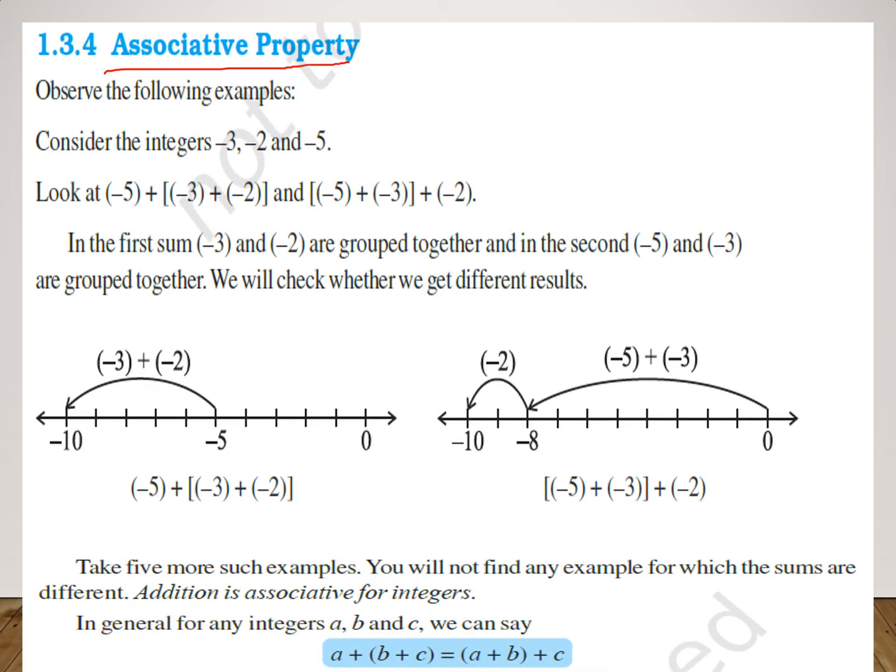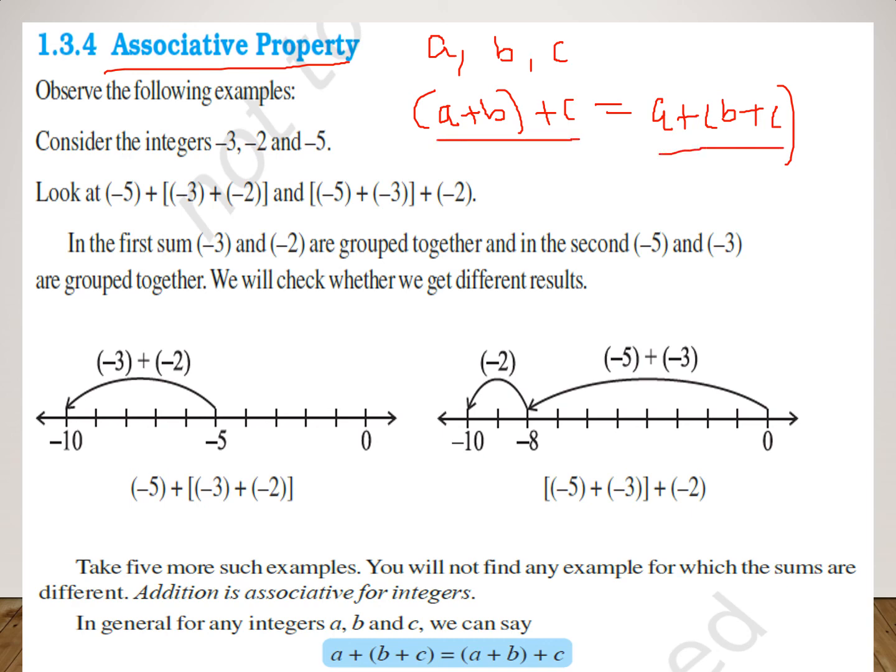Now, associative property. Associative property uses three integers at a time. Suppose I use three integers at a time. Associative property says that the answer of this expression is same as answer of this expression. What is the difference between them? You can say here we have a plus b plus c. Here also we have a plus b plus c. The difference is here we have bracket on first two numbers and here we have bracket on last two numbers. Still we are saying that they both are equal.